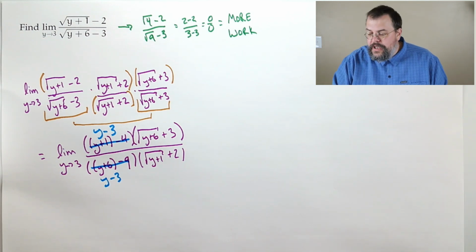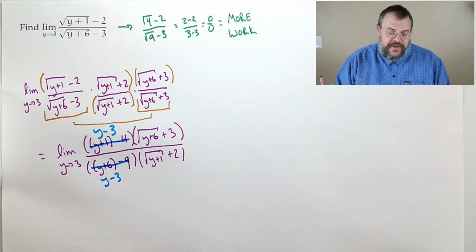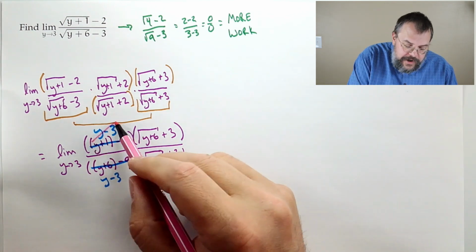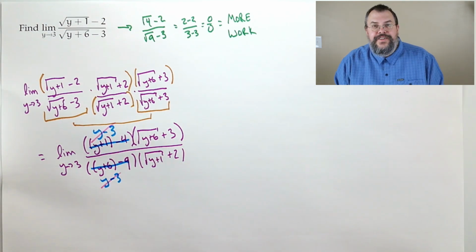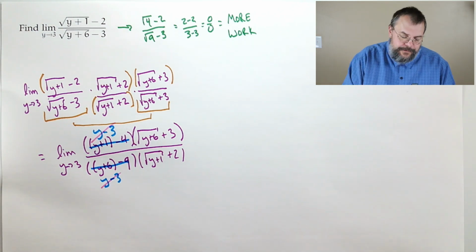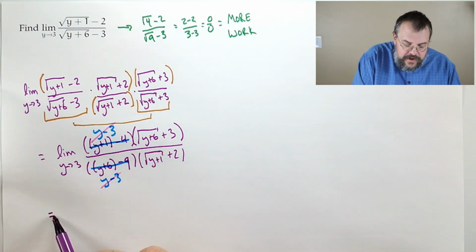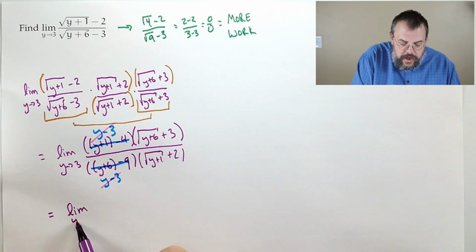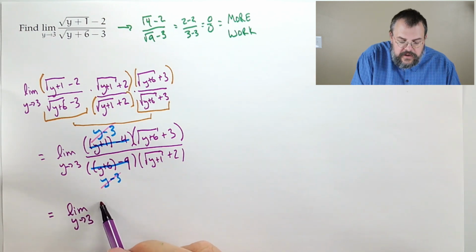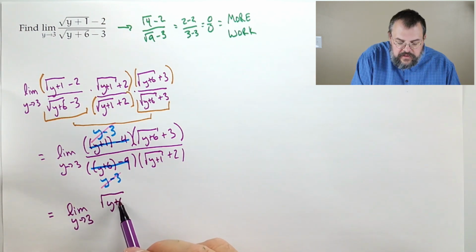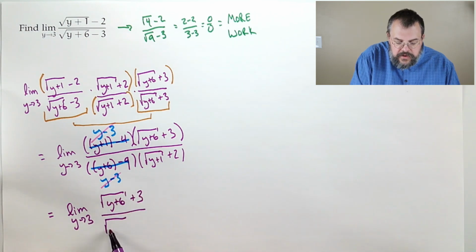And now we can cancel the y minus 3's. So, woohoo! Farewell, y minus 3's. Nice to know ya. So this becomes our limit as y goes to 3 of the square root of y plus 6 plus 3, downstairs the square root of y plus 1 plus 2.